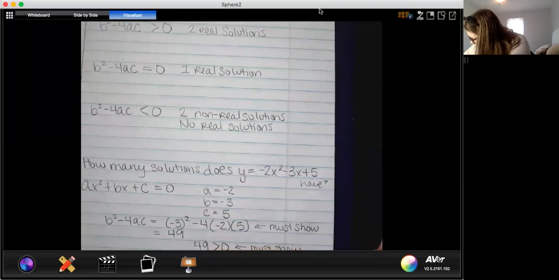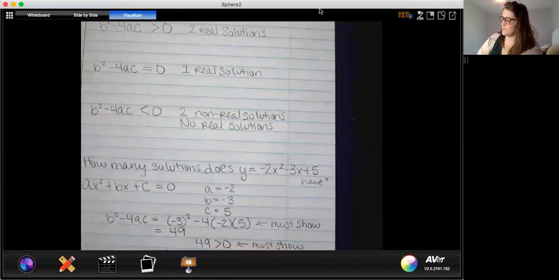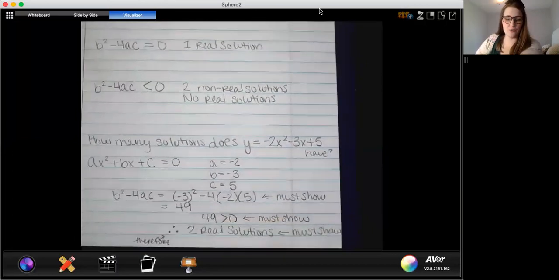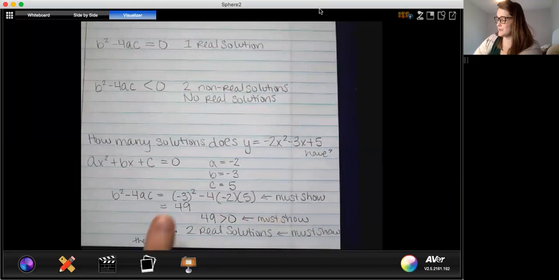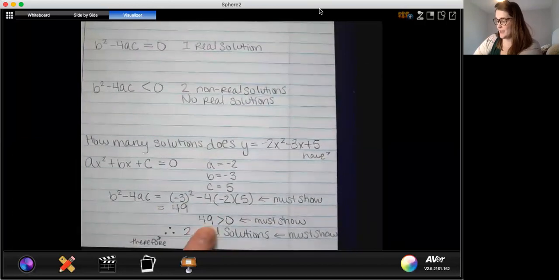We have an extra little curl on that. Okay, so really the only thing you could do to simplify this is that you could say it equals 49 and you could do your comparison right from there.